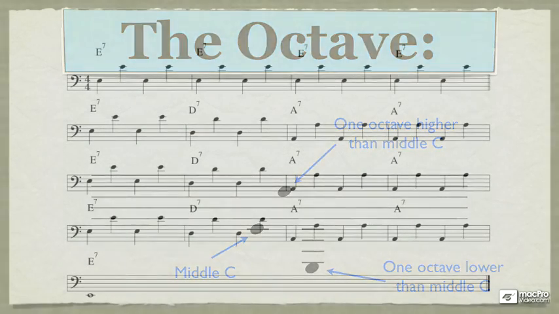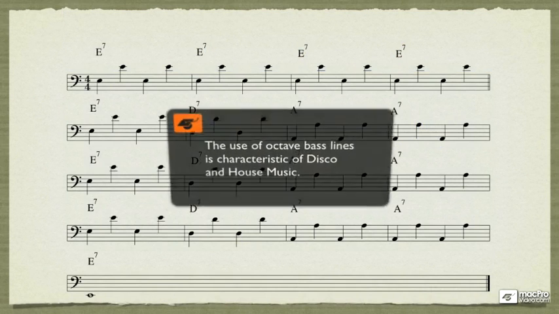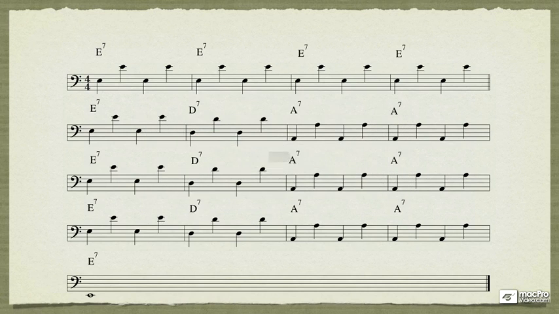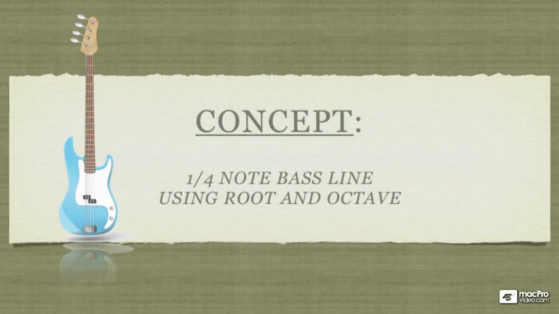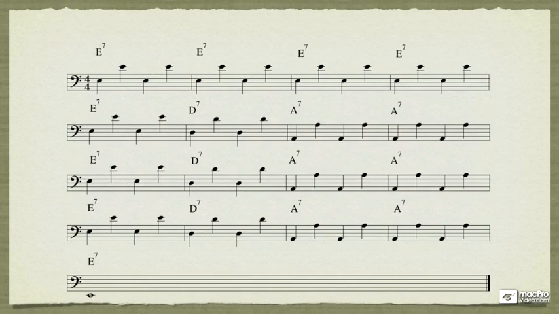The musical example for this video is a funky disco type track, and the use of octaves is characteristic to this style of music. Disco bass lines make heavy use of the root and octave pattern in a variety of different rhythms. Take a listen to this example of the bass line playing a pattern of quarter notes alternating between root and octave.